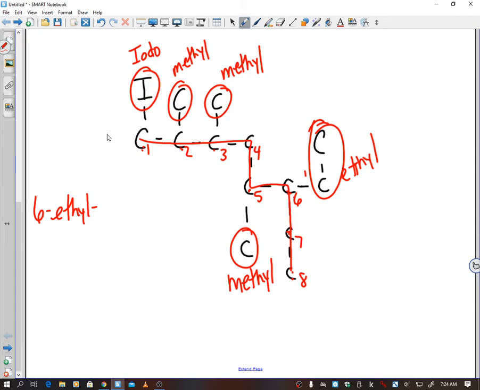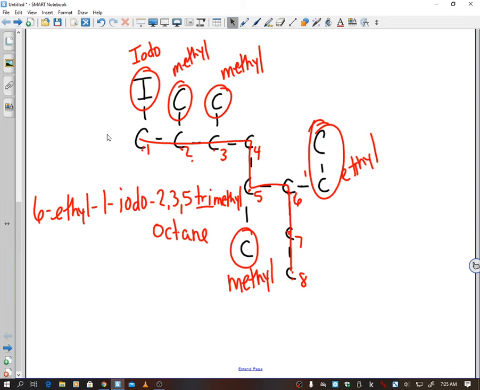So we've done that, so then I comes next in the alphabet. So I'm going to say 1 iodo. Then I'm going to do my methyls, and those are on 2, 3, and 5. So 2, 3, 5. Since there are 3 of them, I'm going to put trimethyl. And then the last part is the longest chain, octane. All right, so you can start to see some crazy ones like that.